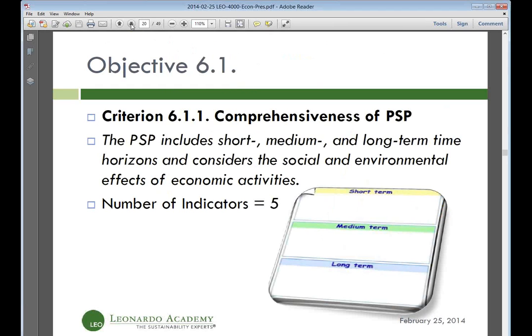Moving on to the next objective, the comprehensiveness of the PSP. Again, we're trying to incorporate a longer time horizon and to make sure that the producer sustainability plan incorporates the various aspects of an operation, social and environmental, that can affect their economic performance. So we have 5 indicators under this objective, but again, many of them are optional, at least at the more basic levels.